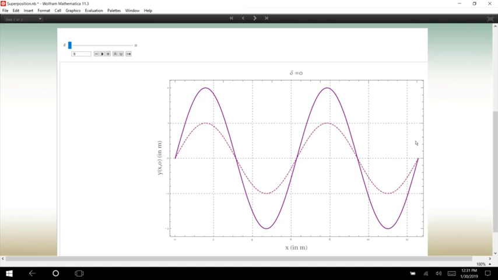All right, so that's our discussion about superposition of two traveling waves. The next topic that we are going to address is beat frequency.